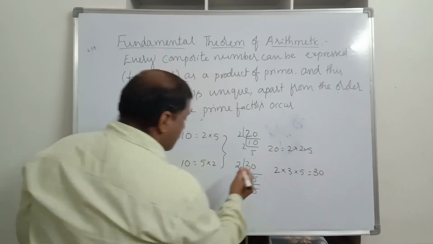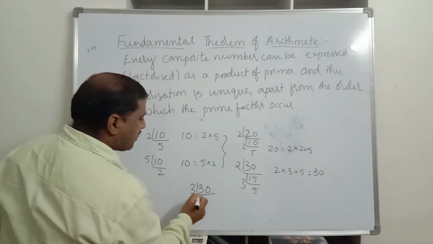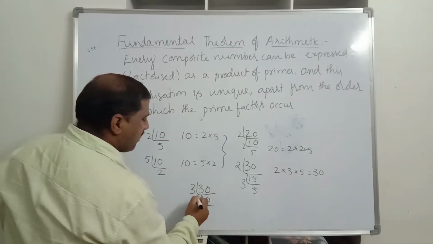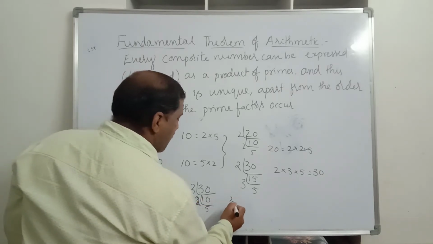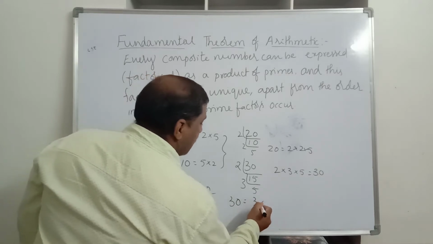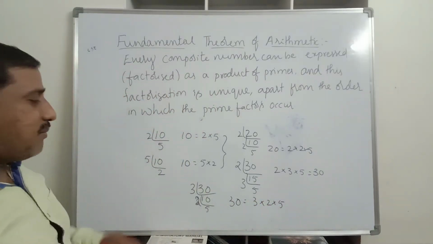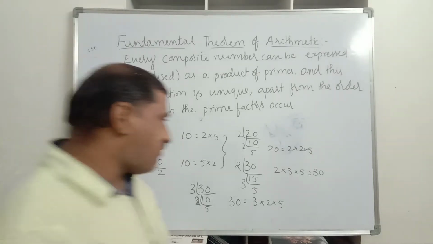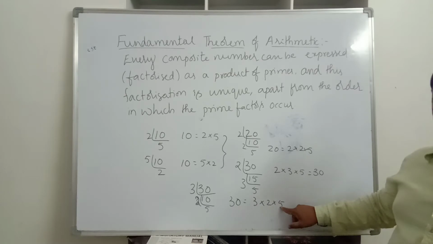Similarly, for 30 also we can find the prime factors starting with 3. 3 tens are 30 and 2 fives are 10. Now here 30 is equal to 3 into 2 into 5. So the order of the prime factors for 30 is 2 into 3 into 5 here, and 3 into 2 into 5 here.